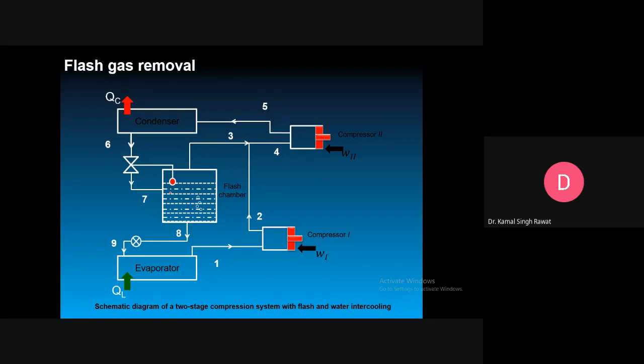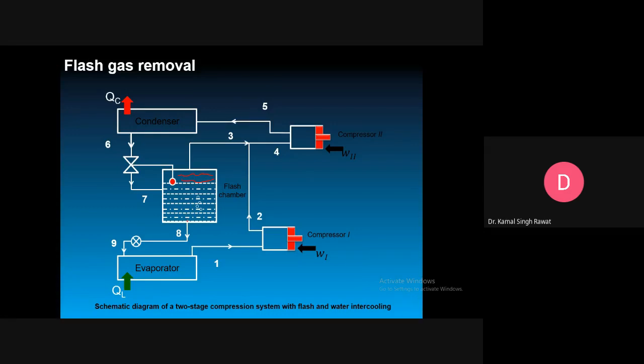Okay, so we have a liquid plus vapor mixture. Now in this flash chamber or flash tank, the liquid and vapor are separated. The vapor is collected at the top of this tank and the liquid is collected at the bottom of this tank.